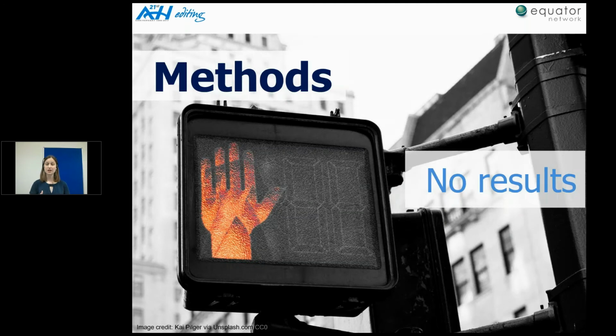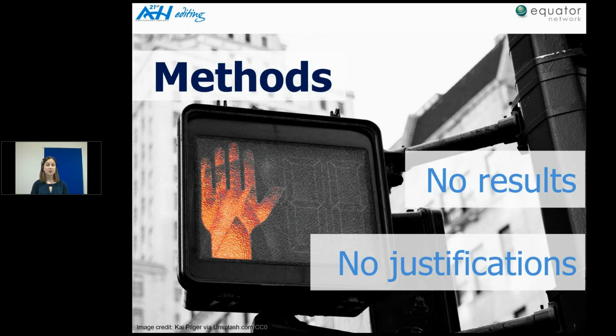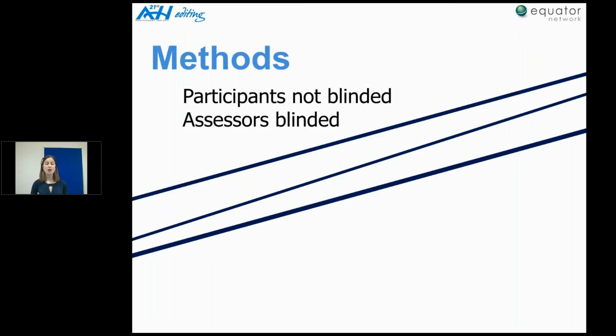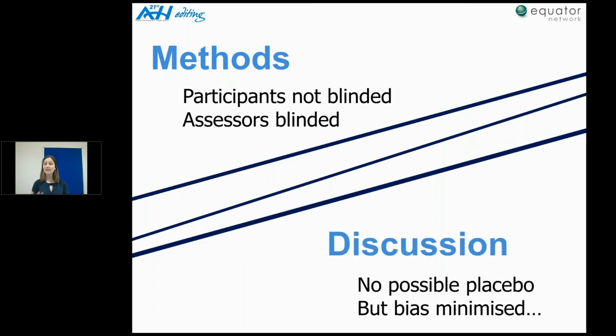So that's no results. And we also want to think about no justifications. Don't explain why you chose your methods in the method. It's just the recipe. What do I mean? Well, say in the methods you're telling me, oh, my participants weren't blinded, but my assessors, they were blinded. Great. Don't justify. In your discussion section, you can tell me why that was a good decision, and why that meant that your bias was minimized, and what you did to minimize your bias. Great, good things to think about. Don't put them in the methods. That's your justifications. They go into your discussion.